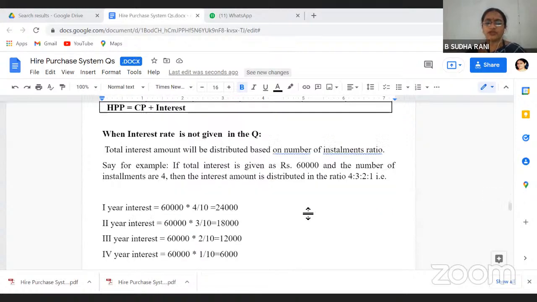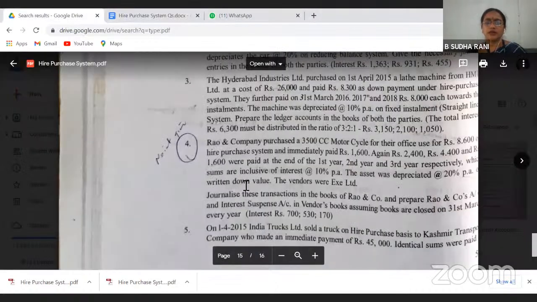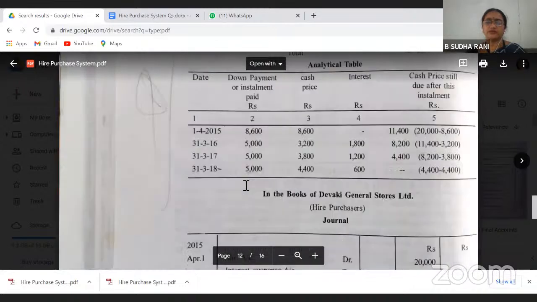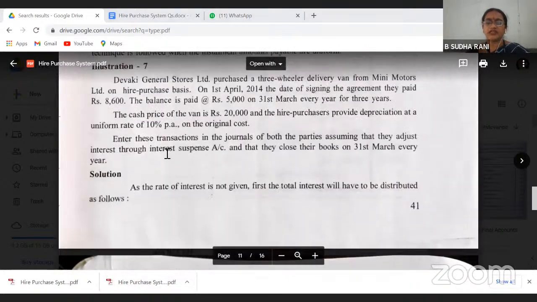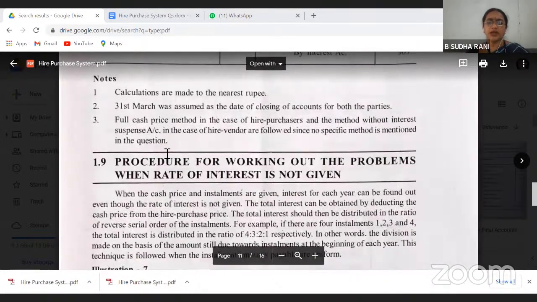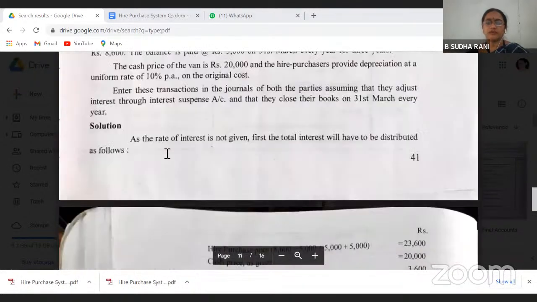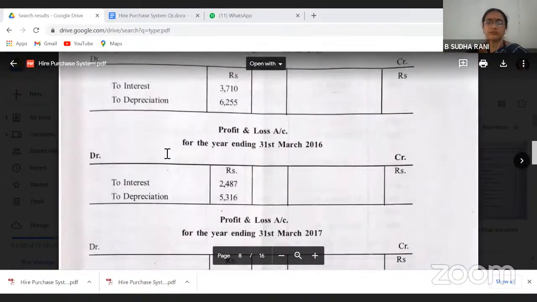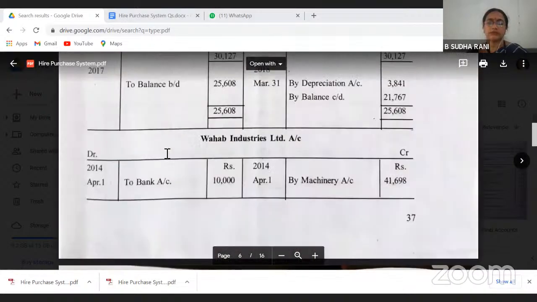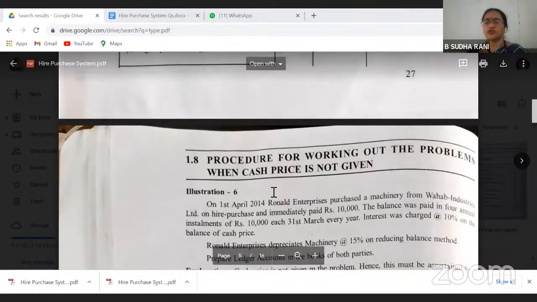I hope you all understood. The third method is when cash price is not given. Means you have been provided with the hire purchase price, interest rate, installments, down payment, everything, but the cash price is not given. Then how do you do it? Look here. Yes, cash price is not given.